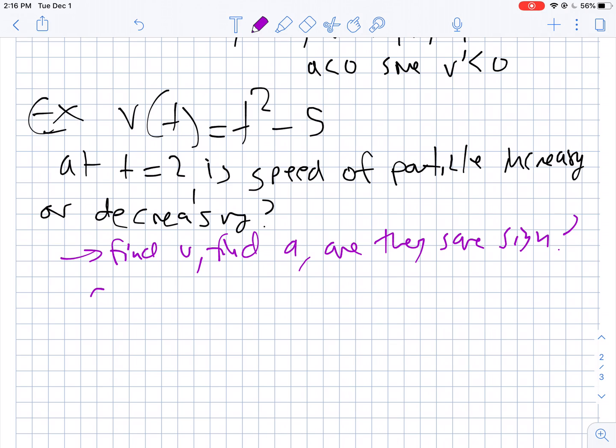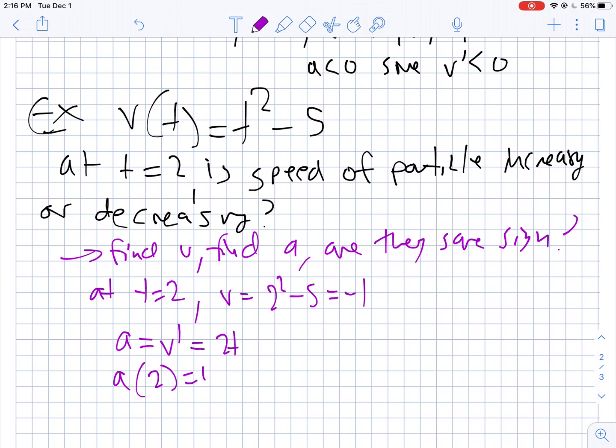So let's see, at t equals 2, my velocity is equal to 2 squared minus 5. That's negative 1, of course. My acceleration, which is v prime, is 2t. So at t equals 2, my a of 2 is just equal to 4.